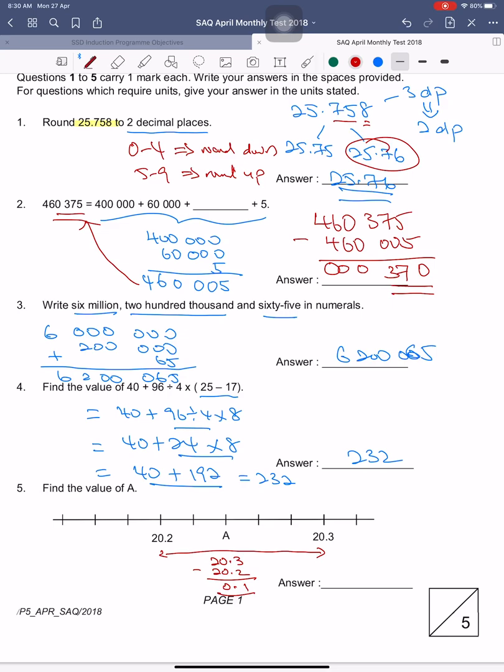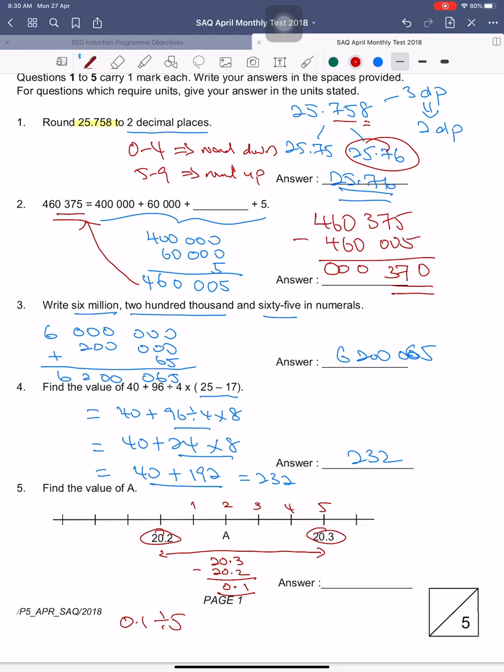You need this information so that you know the value of each marking. Now this is important. Next you will see that from here you have 1, 2, 3, 4, 5. So from 20.2 to 20.3, there are 5 markings between them. Now what is the value of each marking? You need to get 0.1 divided by 5 to find out the value of each one.